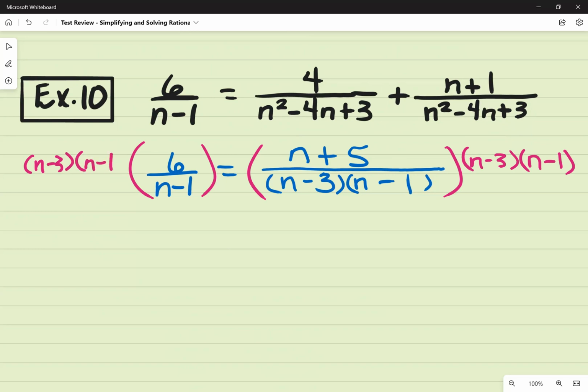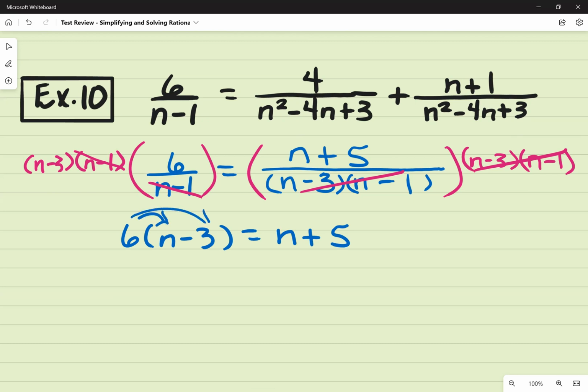And what I'm going to notice on the right-hand side is the entire denominator goes away, and it just leaves me with the n plus 5. And on the other side, only the n minus 1 goes away. So let me go back here. On the left-hand side, I have 6 times the quantity of n minus 3. On the right-hand side, I simply have n plus 5. I have to distribute that 6, and I'm left with 6n minus 18 is equal to n plus 5.